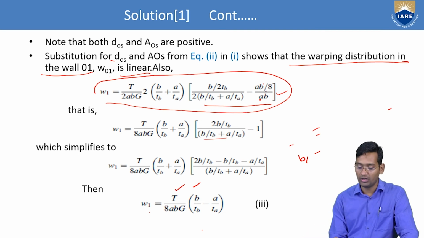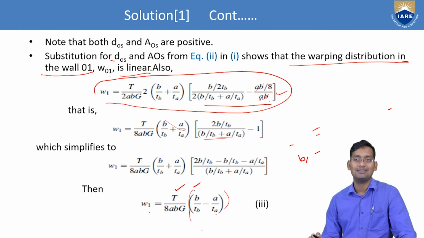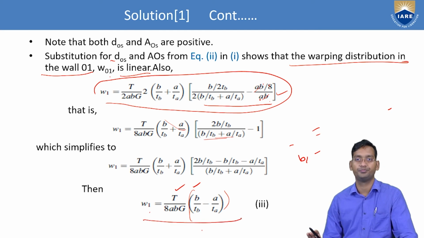Okay, so now what can we do? This AB cancels, take 1 by 8 common, then here this will be 1. Then just take the LCM and simplify. In the denominator, this term is there, so this term gets cancelled. Only the numerator part remains, B by TB minus A by TB. So this is your W1.